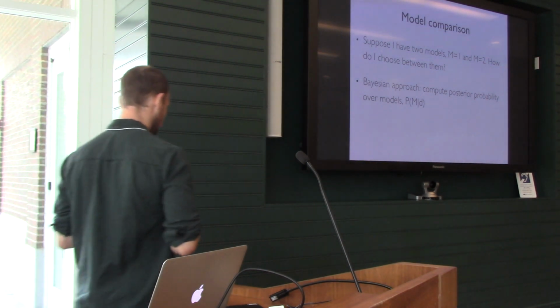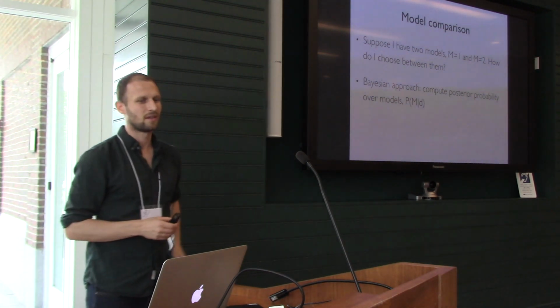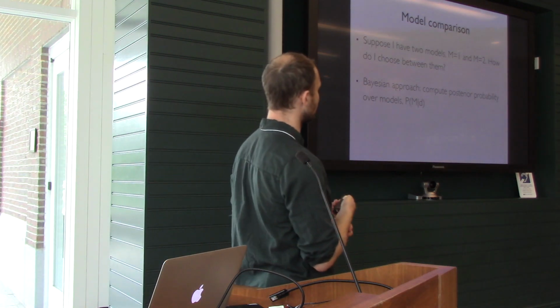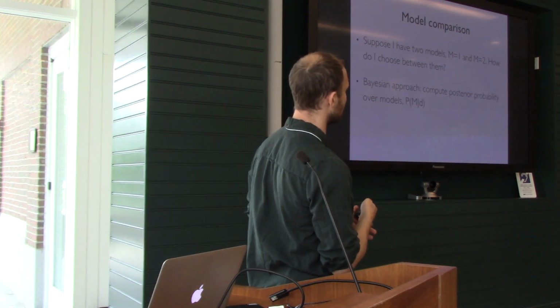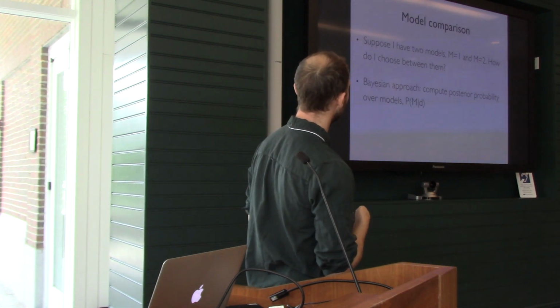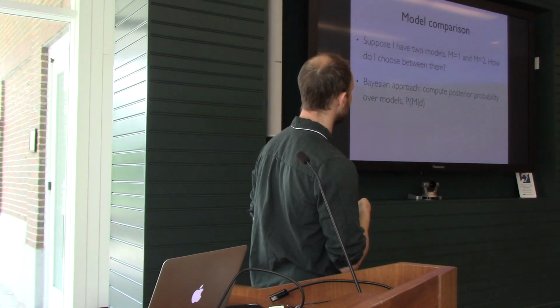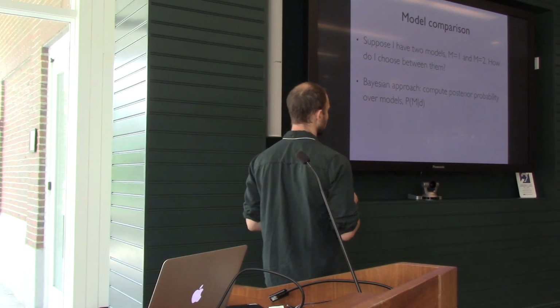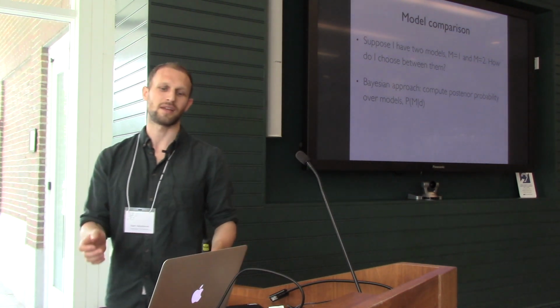Another really important thing that we need to do a lot is model comparison. So I'm going to just give you a simple case where we have two models, but the logic basically applies the same to more models. How do I choose between them? The Bayesian approach is to compute the posterior probability over models, right? So now I have some data, I want to compute the posterior probability over models. How do I do that?